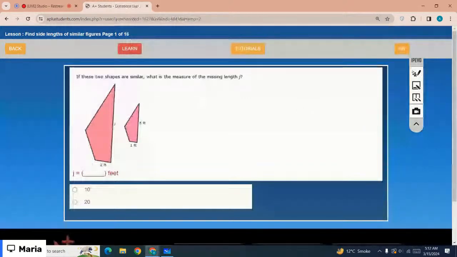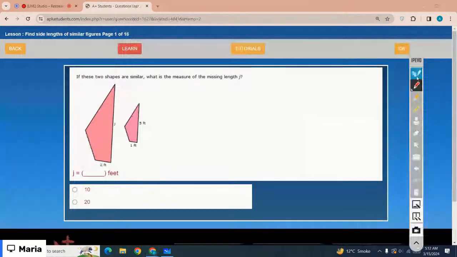Okay, if these two shapes are similar, what is the measure of the missing length J? You have to find the missing side length. That's the same one we just did in the tutorial. Basically, we can simply make a proportion between the similar sides, right? So these two sides are similar.